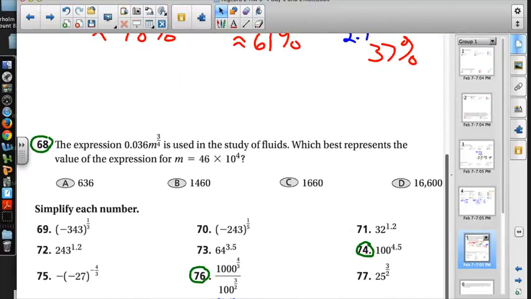Number 68 says the expression 0.036 m to the 3/4 is used in a study of fluids. Which best represents the value of the expression for m equals 46 times 10 to the 4th? So we could just punch this in.